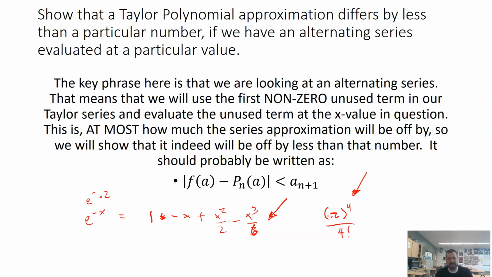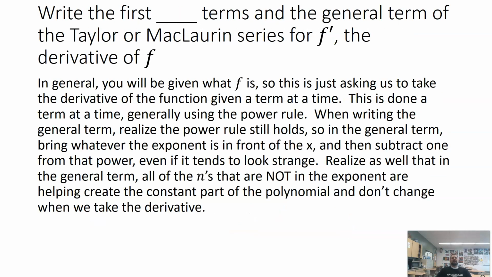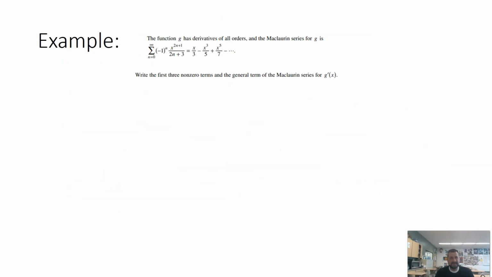Now, what will happen sometimes is they'll say, okay, write the first couple terms and the general term of the derivative. So it'll say, okay, here's your series. I'm giving you a series now. Write the first couple terms and then the general term for the derivative of that series. So let's say, again, I had this one right here. And I actually think it makes more sense just to look at it. So I've got my general term right there. And then it says, write the first 3 non-zero terms and the general term for the Maclaurin series of g prime of x.